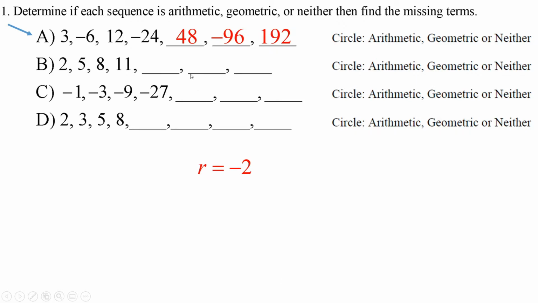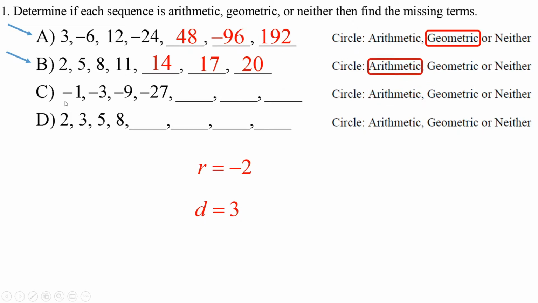All right, so expand your sequence, and because we have a common ratio right here, we know it is geometric. The next one, 2, 5, 8, 11. Well, that's pretty easy to see. Don't we have a common difference of 3 every time? And that implies 11 plus 3, 14, plus 3, 17, plus 3, 20. And again, when I have a common difference, I am arithmetic.